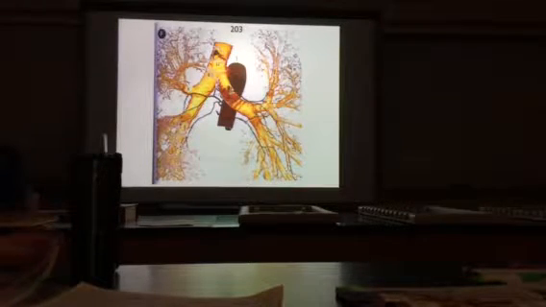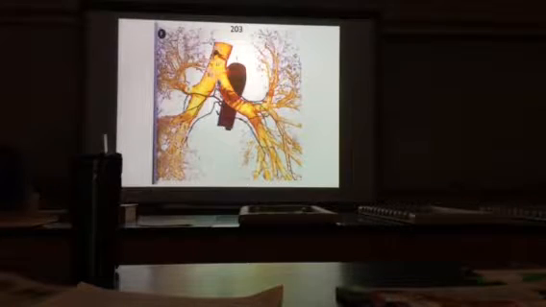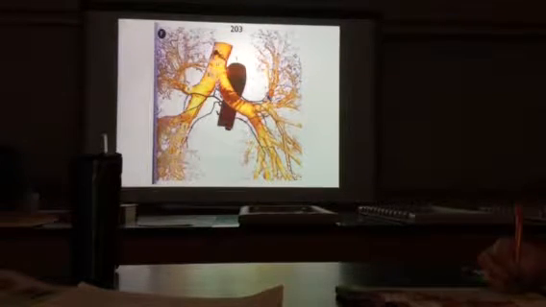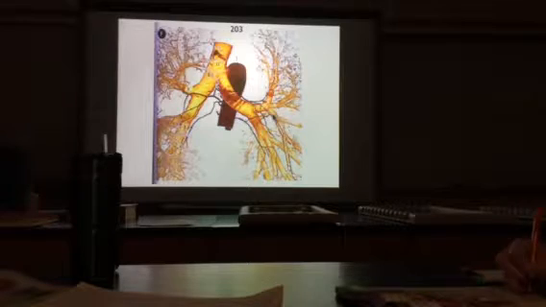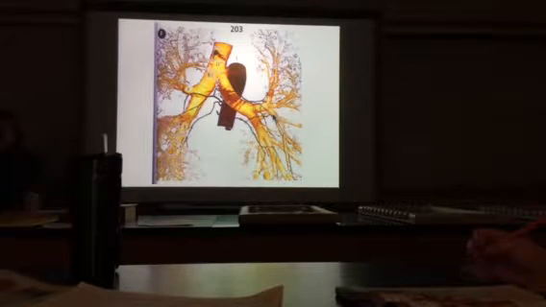So here we have primary bronchi. The carina is here. And then secondary bronchi, one for each lobe, and the tertiary bronchi, one for each segment within a lobe. Okay.